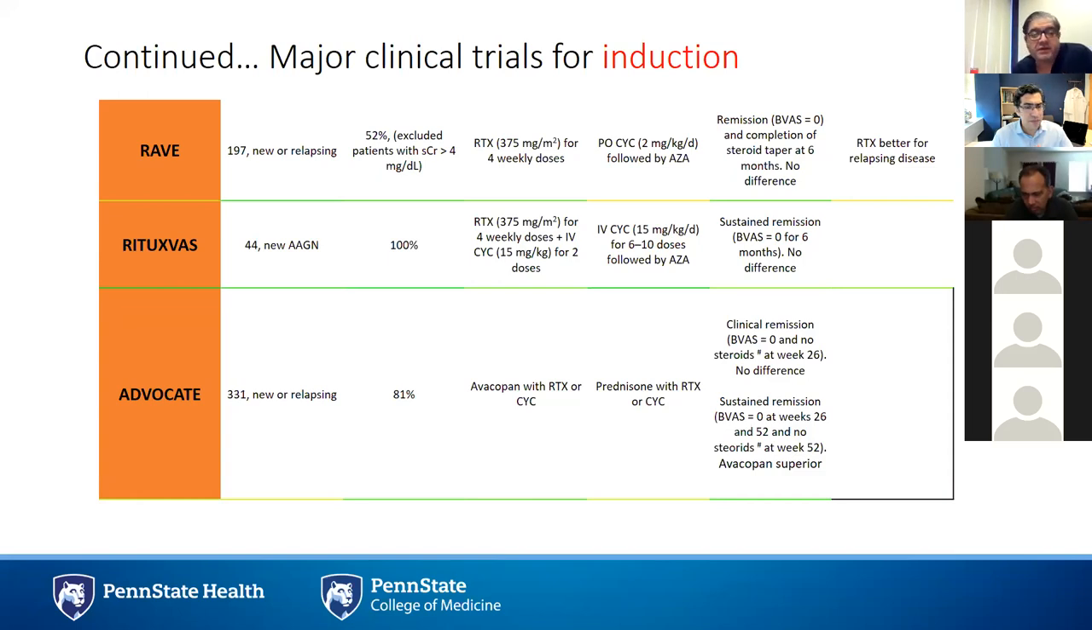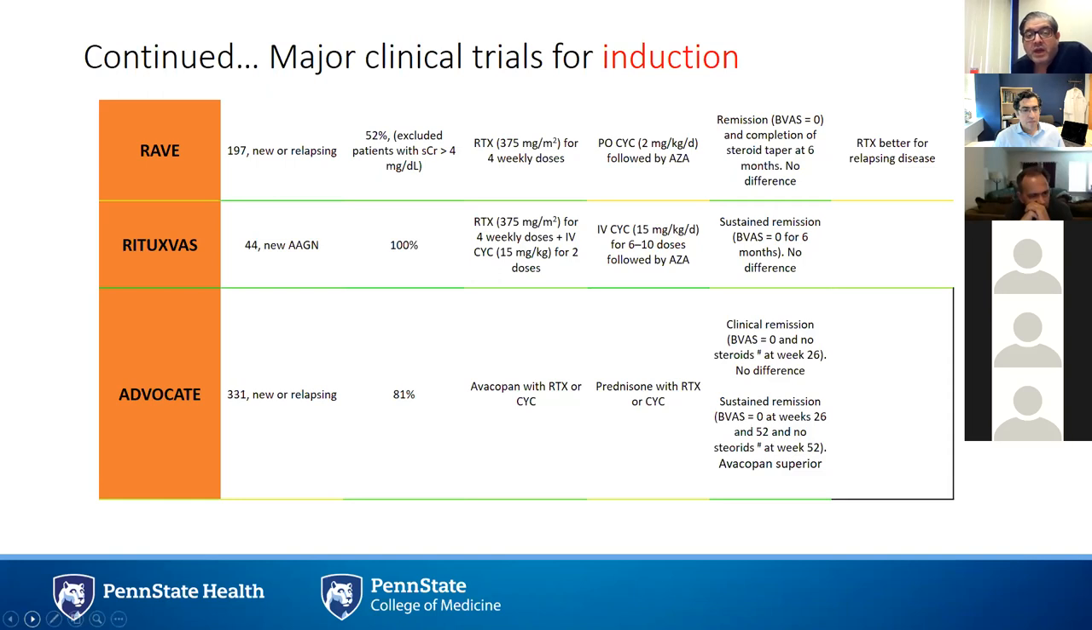Yeah, sure. Just a couple of editorial comments. In RAVE, note that in the rituximab arm, there's no maintenance. They get the four doses of rituximab, then they are not on AZA. They're on nothing. They just get the steroid taper and the rituximab and they're done. And yet rituximab was better for relapsing disease in this trial. That's a remarkable long-term efficacy indication for rituximab in this disease process.